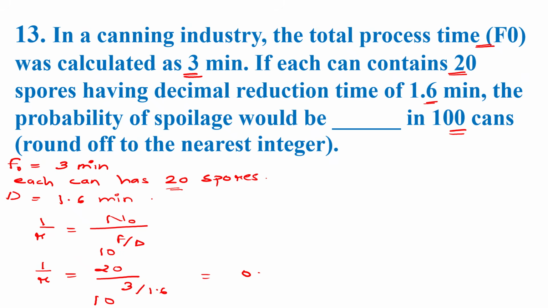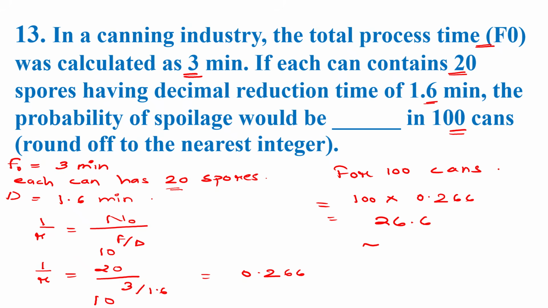Now we need it for 100 cans. This is for 1 can, the probability of spoilage. So for 100 cans, it will be 100 into 0.266. That is equal to 26.6, or approximately we can say 27 spores. So for 100 cans, probability of spoilage will be 27.